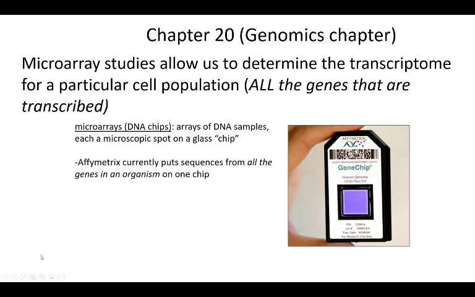So there are two ways that we can investigate the entire transcriptome. There's one way called a microarray, and this is also known as a gene chip. A gene chip would have something like 1,000,000 different spots on it, and each spot has a little cluster of DNA molecules that have a particular sequence that is the same as one of the genes in the genome.